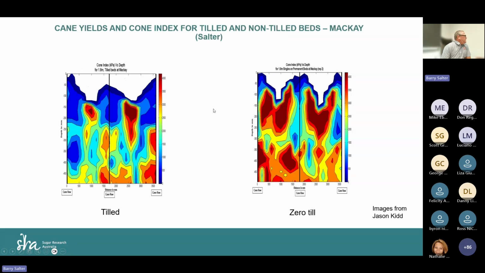And then just to show you that that wasn't unique to the one trial, this is the Mackay trial, the exact same data that I'm showing. In the Mackay trial, the till section, again, the bed was uncompacted, but there was probably a little bit more compaction on the interrow when the data was collected. But again, you can see in the zero till system, where we haven't done anything in terms of relieving compaction, you can see compaction all the way into the sides of those beds again. And again, it's just this little strip down the middle that was not compacted.